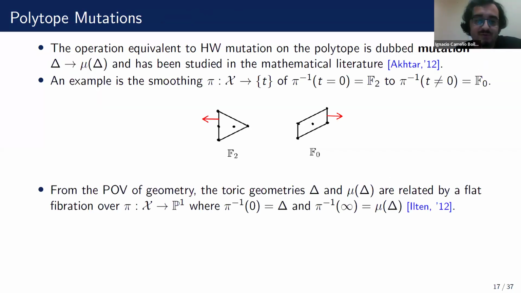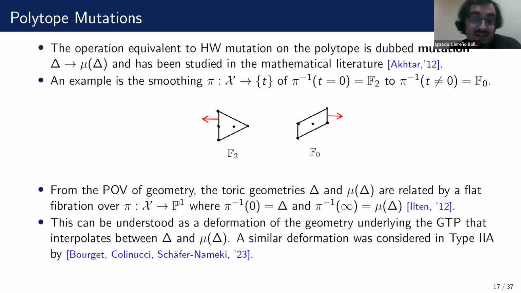So, from the point of view of geometry, the mutated and unmutated toric diagrams or polytopes are related by a flat fibration over P1, where the fiber at 0 corresponds to the unmutated toric diagram, and the fiber at infinity corresponds to the mutated GTP, as seen by a theorem by Hilton. Now, this can be understood as a deformation of the geometry underlying the GTP that interpolates between the mutated and unmutated geometry.